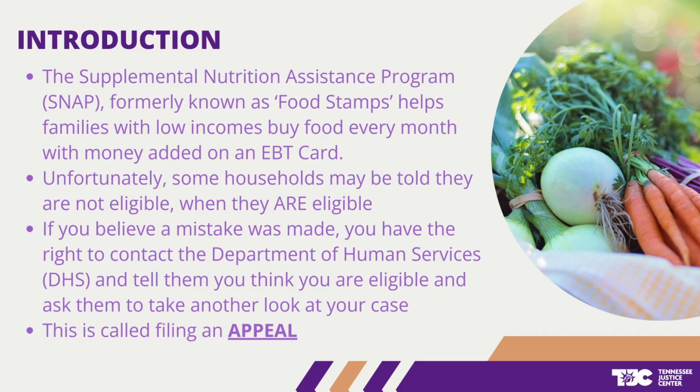The Supplemental Nutrition Assistance Program, SNAP, formerly known as food stamps, helps families with low incomes buy food every month with money added on an EBT card. If you believe a mistake was made, you have the right to contact DHS and tell them you think you are eligible and ask them to take another look at your case. This is called filing an appeal.